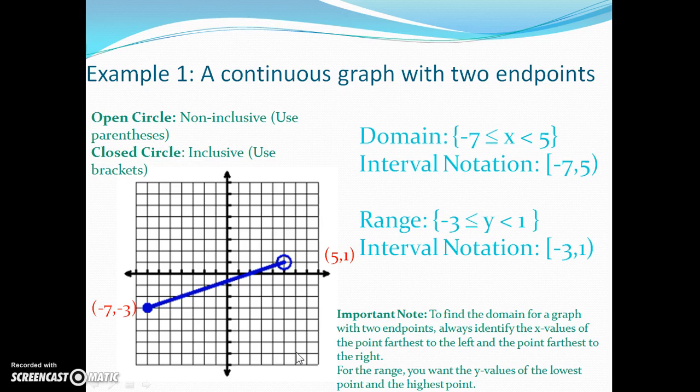To find the domain for a graph with 2 endpoints, always identify the x values of the point farthest to the left and the point farthest to the right. So just take your pencil and follow it and see how far you go left and how far you go right. And for the range, you want the y values of the lowest point and the highest point.